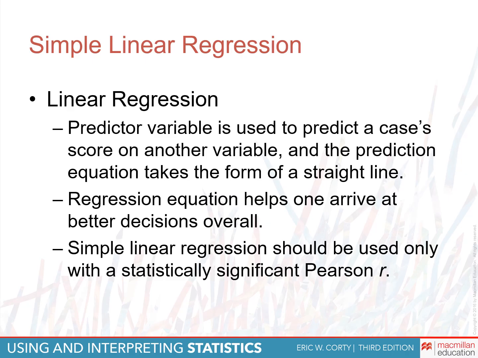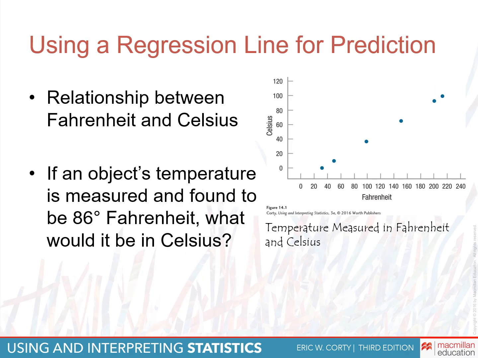Now, usually when we do this test, linear regression, we use it to complement the correlation coefficient that we learned about in the last lecture. And so we only use simple linear regression if we found that we had a statistically significant Pearson's correlation r. Let's look at an example. We can use a regression line for prediction purposes.